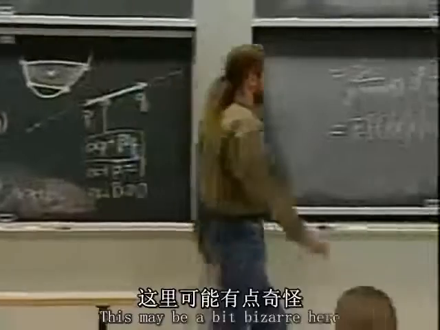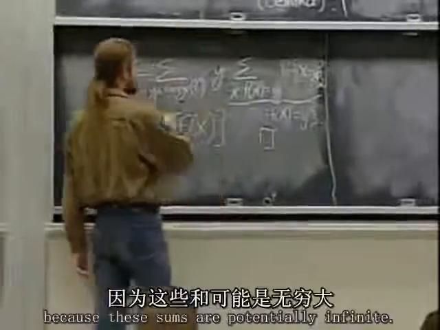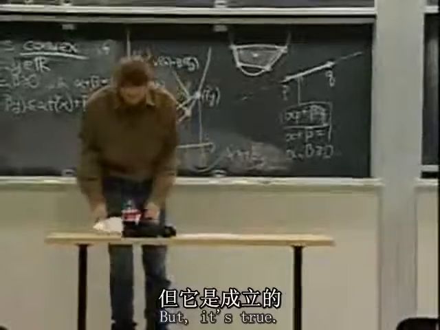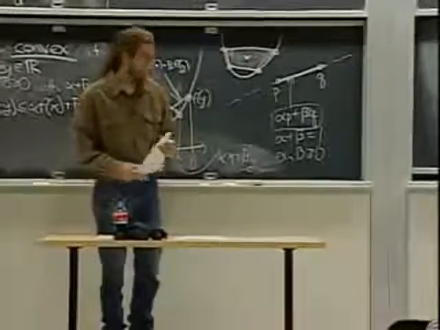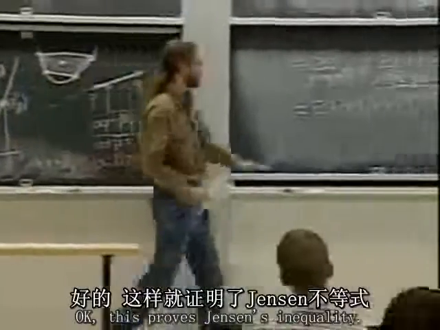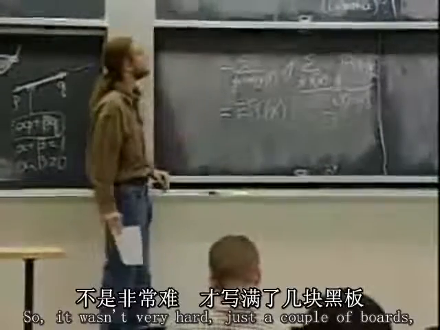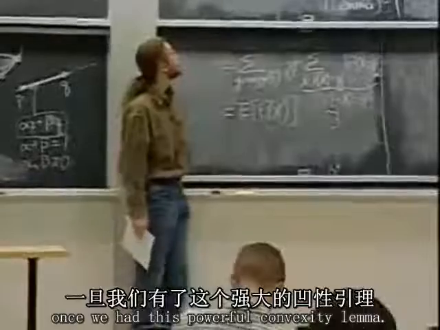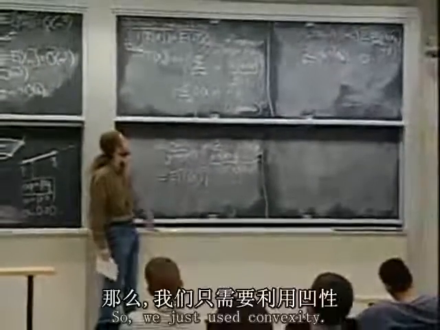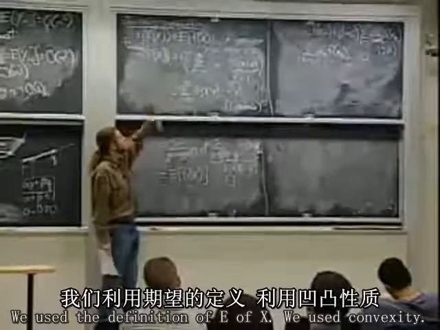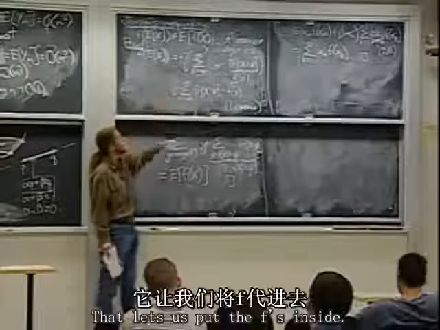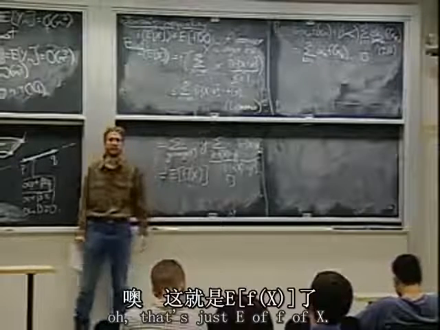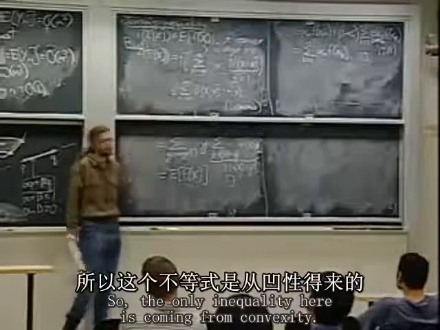This may be a bit bizarre here because these sums are potentially infinite. But it's true. OK, this proves Jensen's inequality. So it wasn't very hard, just a couple of boards, once we had this powerful convexity lemma. We use the definition of E of X. We use convexity, which lets us put the f's inside. Then we do this regrouping of terms, and we figure out, oh, that's just E of f of X. So the only inequality here is coming from convexity.